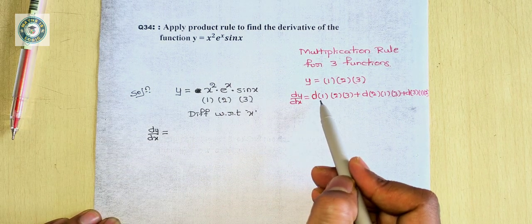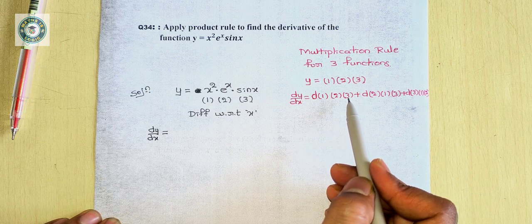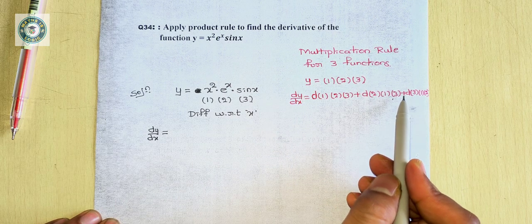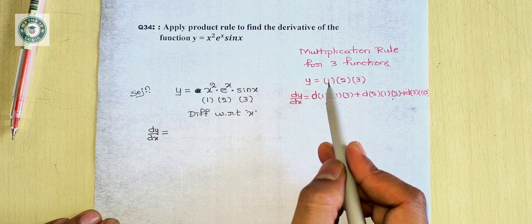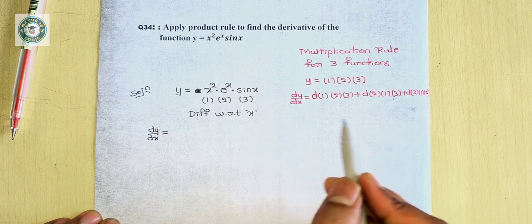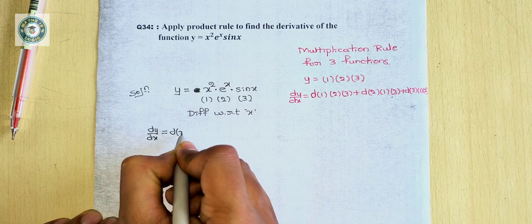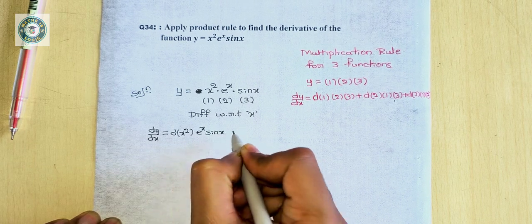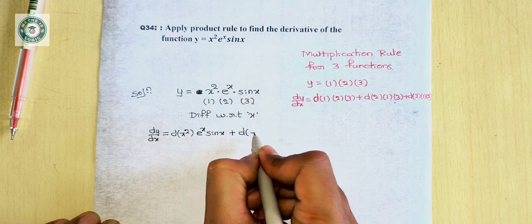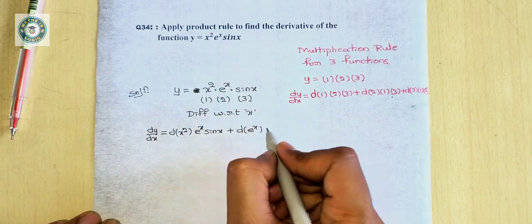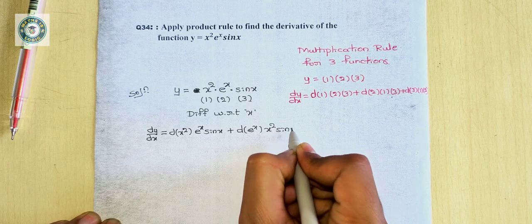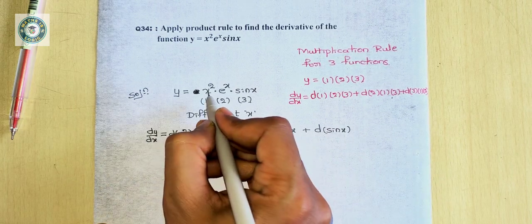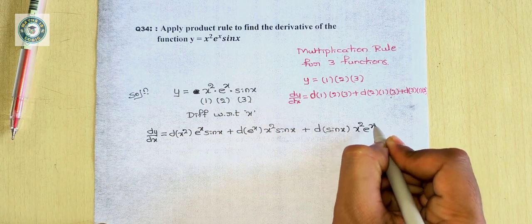First we differentiate the first function, and the second and third functions we keep as they are, plus the second function's differentiation with the first and third kept as they are, plus the third function's differentiation, and that time the first and second functions we keep as they are. Therefore, the differentiation of x square, with e power x sin x kept as it is, plus the differentiation of e power x with the first and last functions kept as they are, plus the differentiation of the last function, sin x, with the first and second kept as they are, x square e power x.